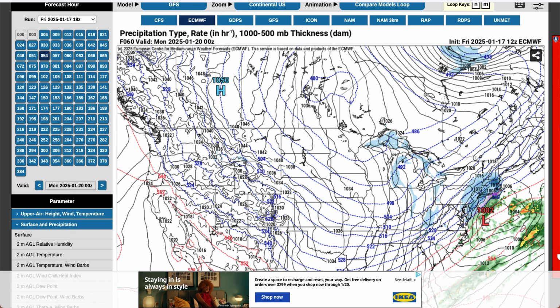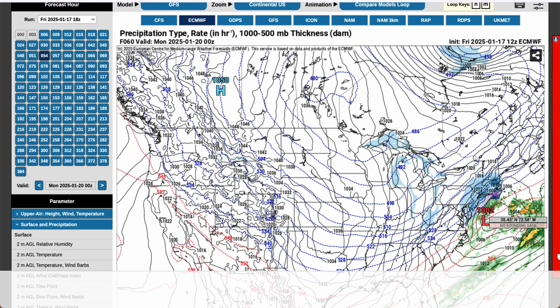And let's look at the European. This is what I was saying. The European is just mad weak. I don't know what it's doing, to be honest. This seems like quite the outlier.